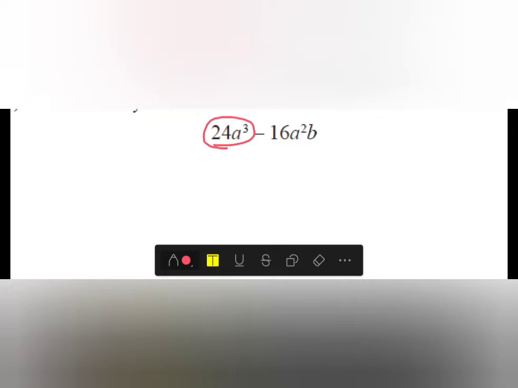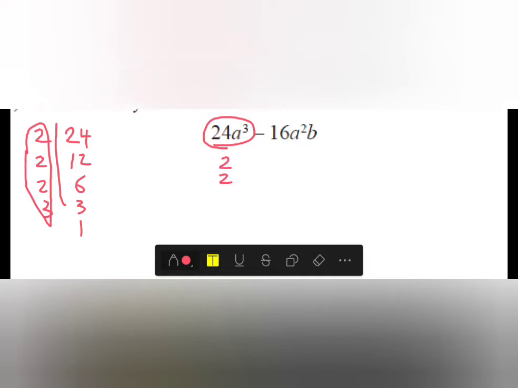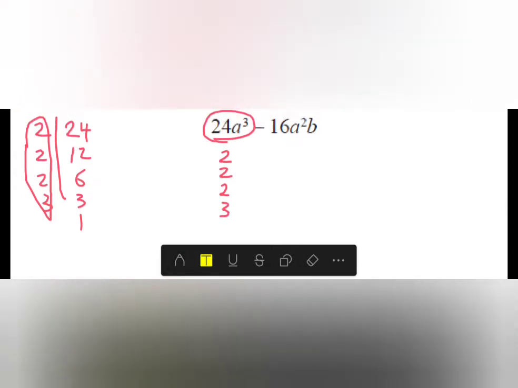Very good. I take the 24 and factorize it by dividing by 2. It's going to give me 12. And then divide by 2, it's going to give me, very good, 6. And then by 2, it's going to give me 3. And then by 3, it's going to give me 1. I take these numbers and I put them here. So I have 2, 2, 2, 3. Good. And then I take the letters a power of 3, so 3 a's. So a, a, a. Very good.